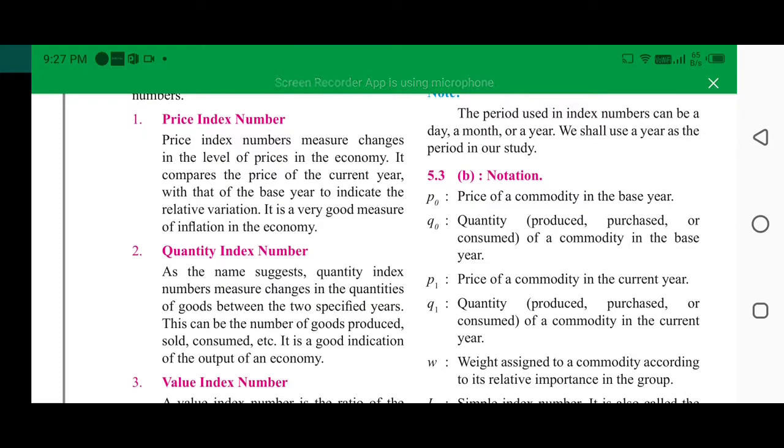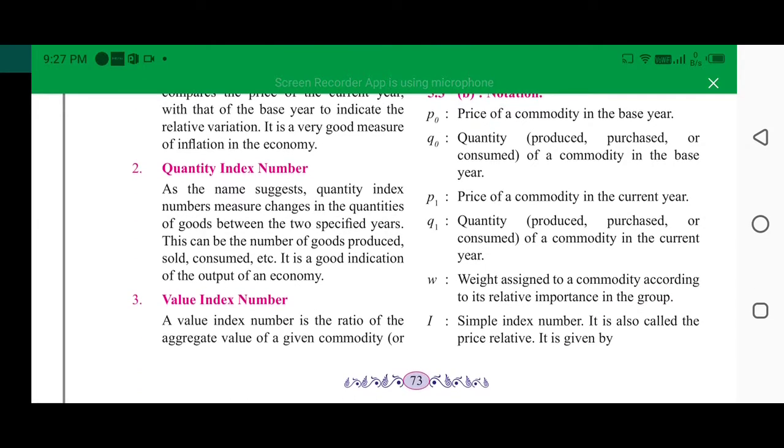Q naught is the quantity of the commodity in the base year. P1 is the price of the current year, and Q1 is the quantity of the commodity in the current year. Okay, so in short, if 0 is written, then it is the base year, and if 1 is written, then it is the current year.